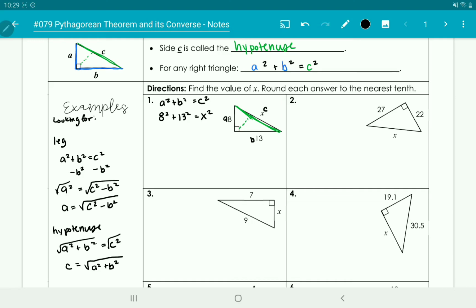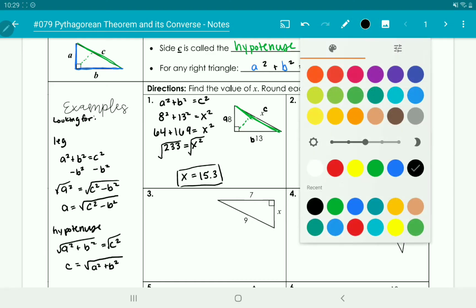So let's simplify on the left. 8 squared is 64, plus 13 squared is 169. We still haven't done anything with this X squared. If we add those together, we're going to get 233. That's also equal to X squared. Now, if we need to solve for X instead of X squared, in order to get rid of that exponent, we need to take the square root. So if we take the square root of 233, the answer is about 15.3. Again, you round to the nearest tenth, so the first place past the decimal. And that's our answer here.